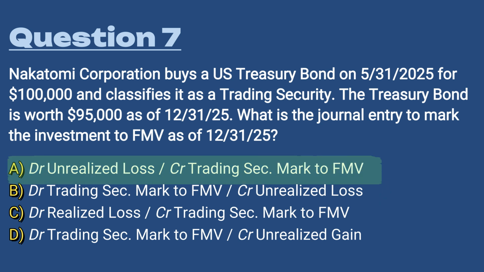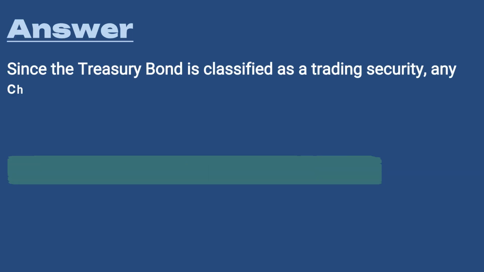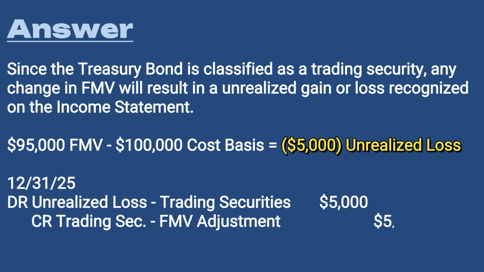The answer is A. You're going to debit unrealized loss and credit trading security marked to fair market value. Since the Treasury bond is classified as a trading security, any changes in fair market value will result in the unrealized gain or loss recognized in the income statement. In this scenario, you have a $95,000 fair market value for our Treasury bond with a $100,000 cost basis. This is going to result in a $5,000 unrealized loss that we're going to recognize in the income statement.